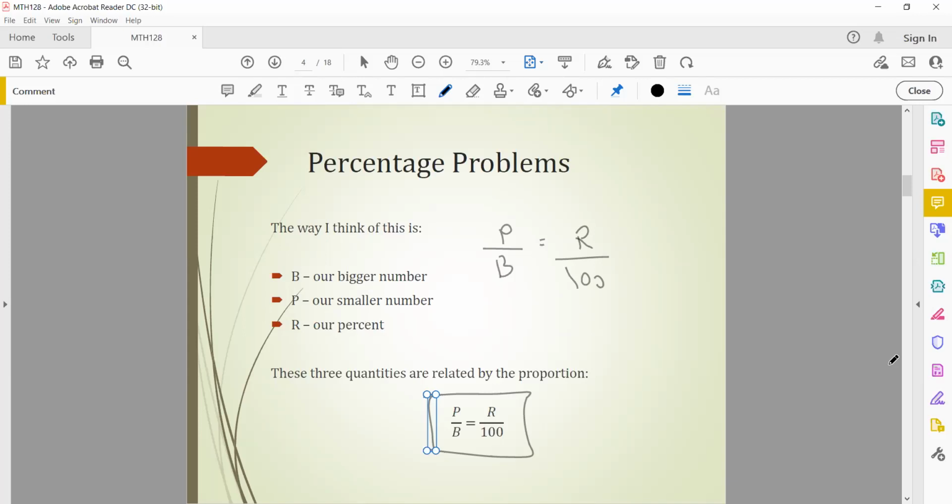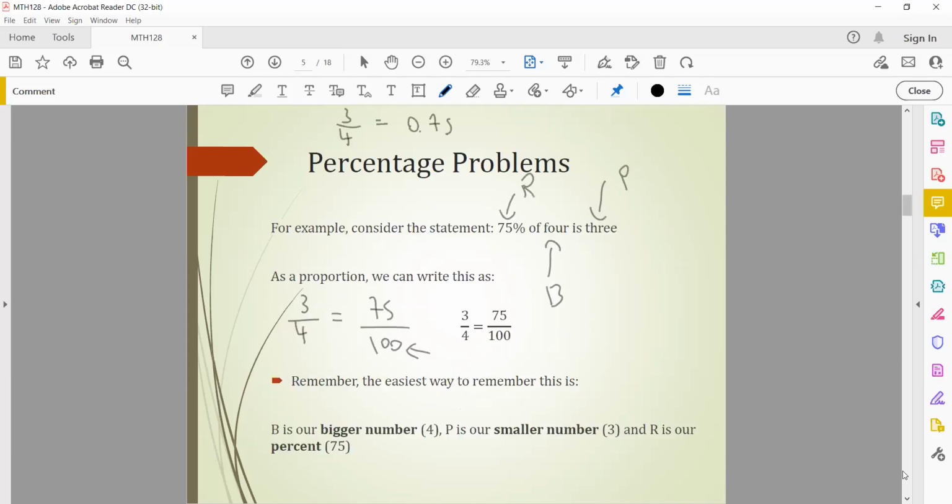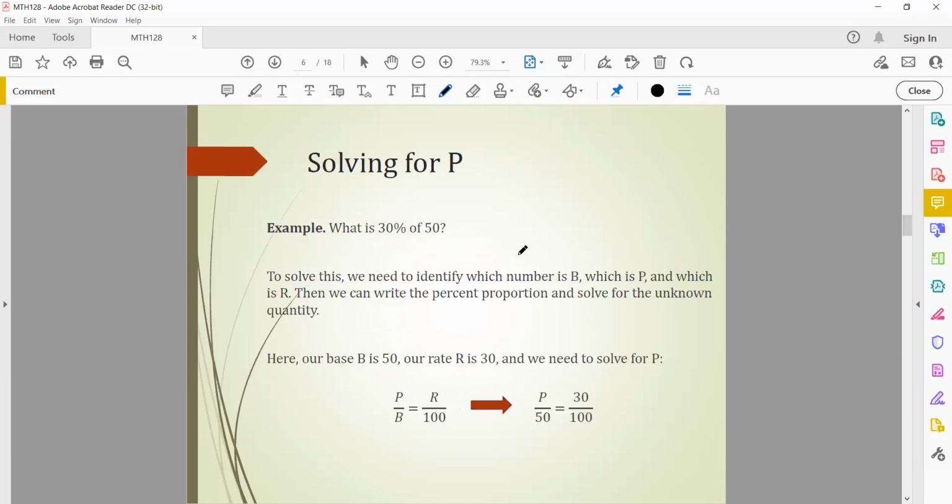So let's just look at an initial example to see how these work. Let's see, okay. I'm going to do this on a whiteboard.